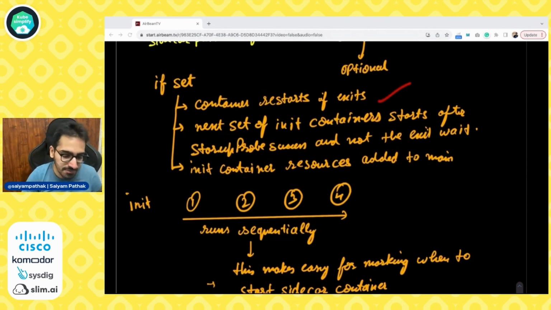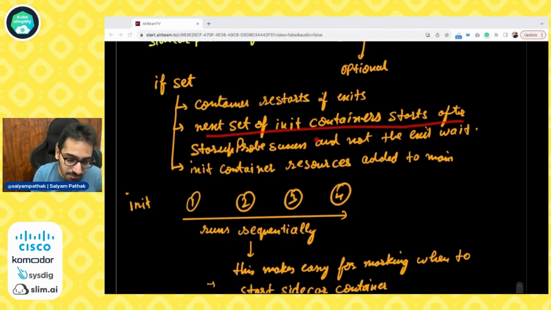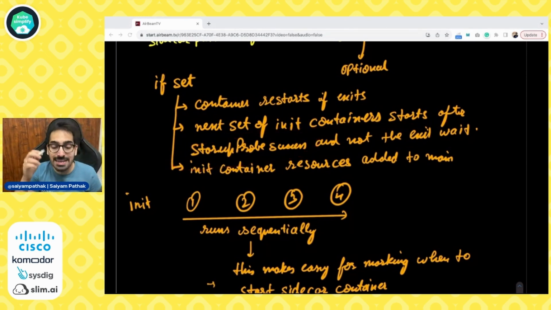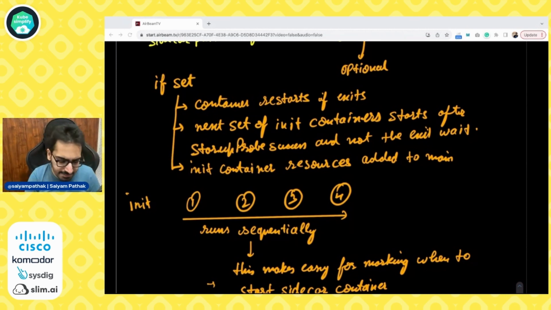So the container restarts if it exits, and since it is also an init container, you can specify the sequence. So it will run in sequence. You can exactly specify when the sidecar container should run, like you need some processing to be done before the sidecar, some processing to be done after the sidecar, and then the main container. You should be able to do that because the next set of init containers will start after the startup probe success of the previous container and not the exit. Previously, if it was exiting, the next init container would start. Now only when the startup probe is a success will the next one start, if the restart policy is set to always. And then init container resources are added to the main containers when it is set to always.